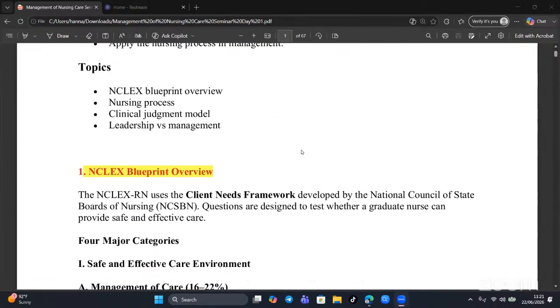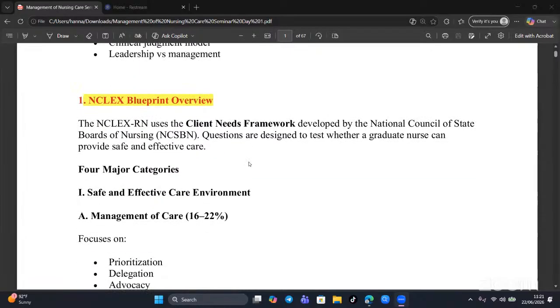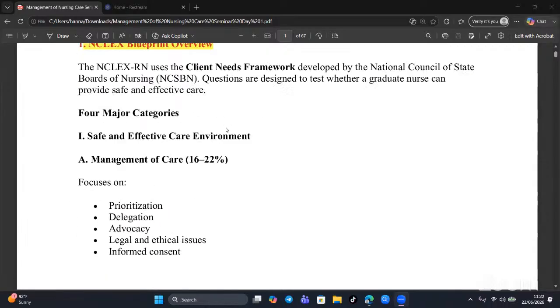So we are also going to look at the clinical judgment models, and leadership versus management. So this is the blueprint, for those of you who are going to write NCLEX. Because we have nursing students on the page too, the nursing student, I think this one is not going to benefit you.